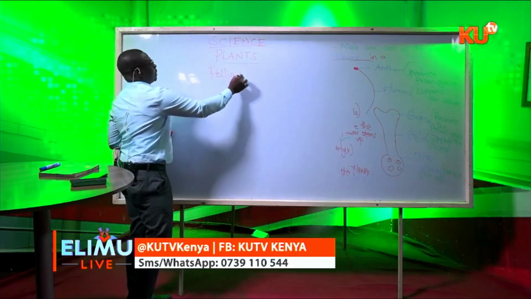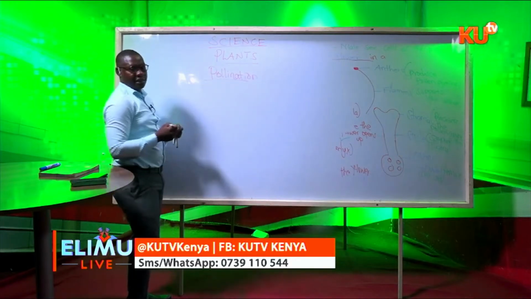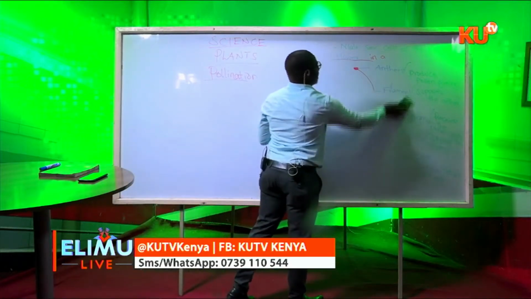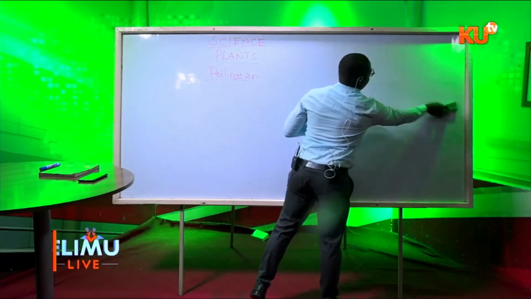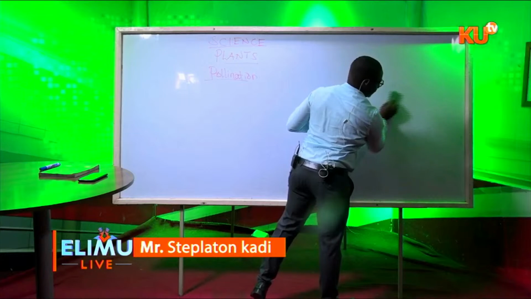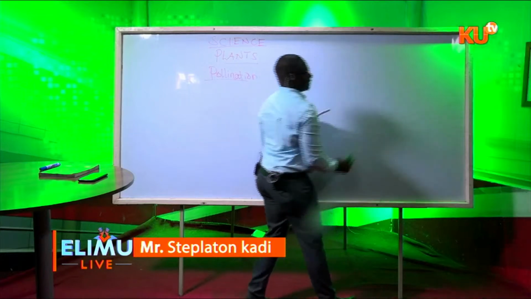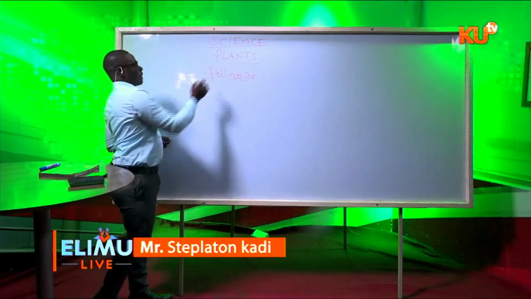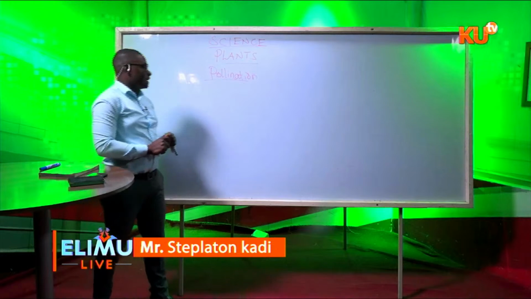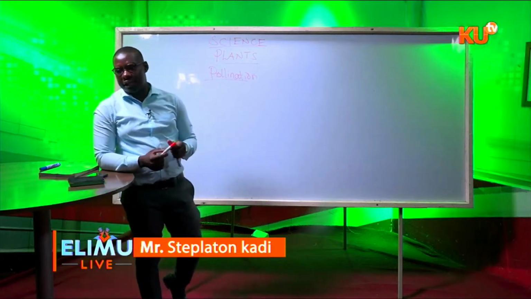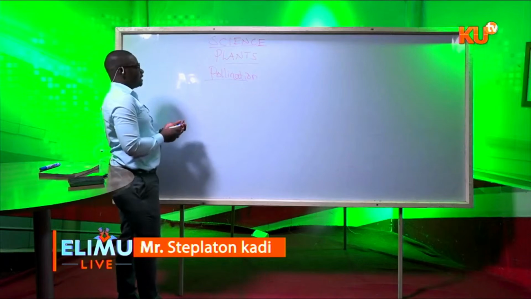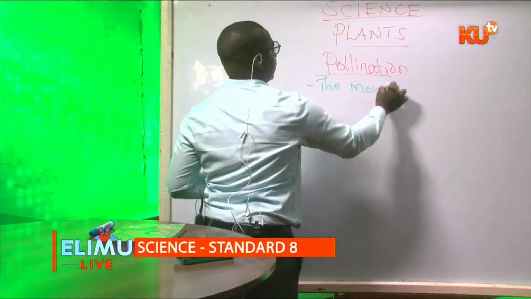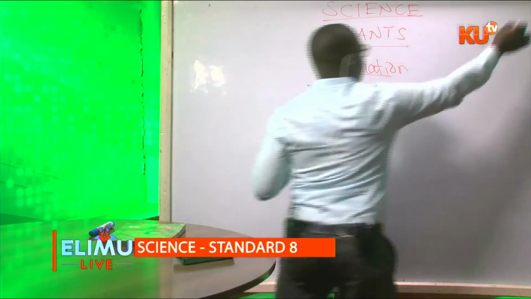So we've been talking about the male sex of the flower, the female sex of the flower. So pollination will be that movement of the sex cells, especially the male sex cells. So when we look at pollination, we first of all define what is pollination. So pollination, by definition, is the movement.